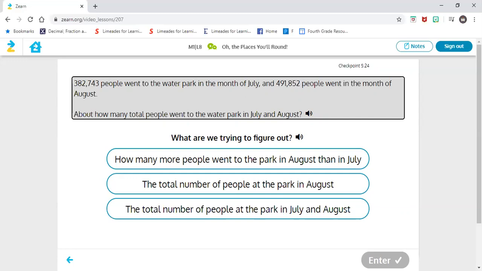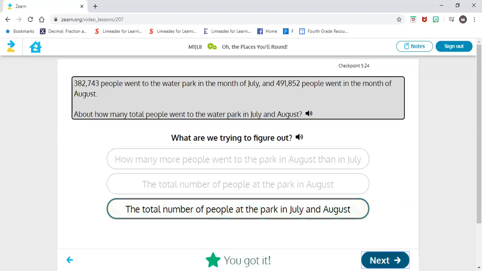About how many total people. Okay, so total definitely tells me that I have to add. Total people went to the water park in July and August. So what am I trying to figure out? I'm trying to figure out how many people went to the park in July and August. The total number. So you have to understand what the question is asking you before you can do any type of math.